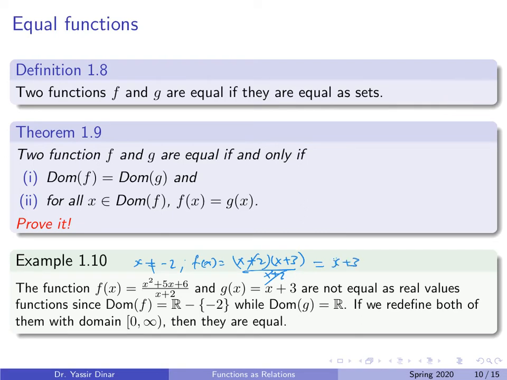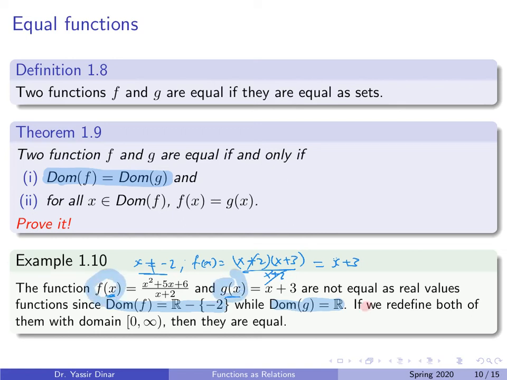So it looks like the function f of x is the same as the function g of x, but only when x doesn't equal minus 2. But these functions are not the same. These functions are not equal because the domain of my function f is all real numbers except minus 2, but the domain of the function g is all the real numbers. Two functions have to have equal domains to be equal. So since the domains are not equal, these two functions are not the same. We cannot say that the function f is equal to the function g.